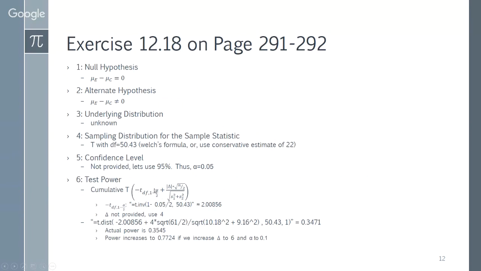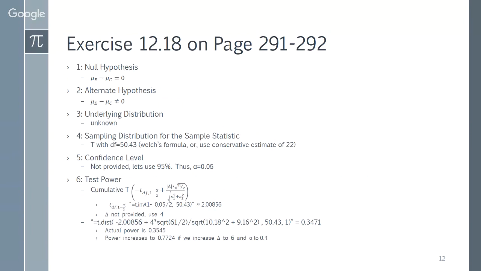This is my t inverse plus the difference we're detecting, the square root of the total sample size divided by 2, the square root, all of that divided by the square root of my group standard deviations, or my group sample variances. So this gives me an estimated power or sensitivity of 0.3471. Now the actual power is 0.35, so it's pretty close, right?